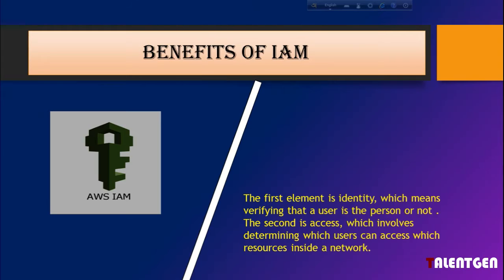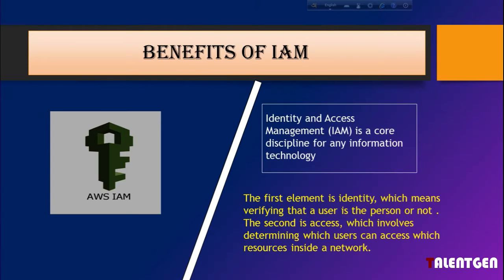Benefits of using IAM. Identity and access management is a core discipline for any information technology. The first element is identity, which means verifying that a user is a person or not. The second element is access, which involves determining which user can access which resources inside a network.